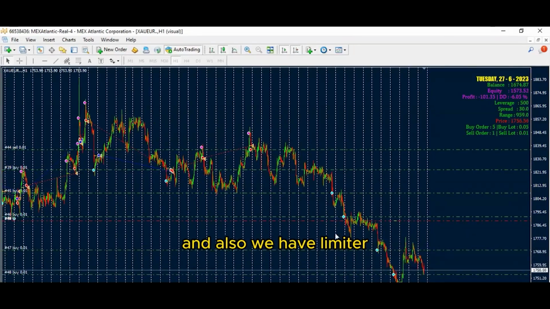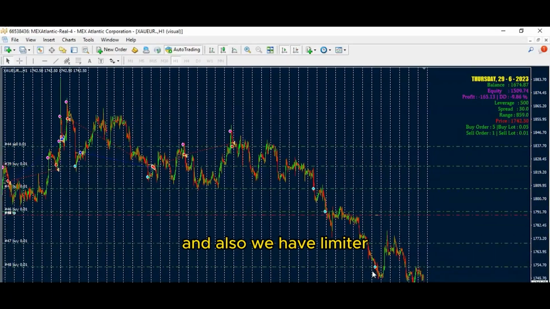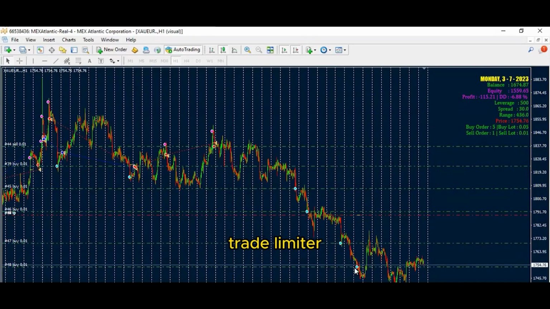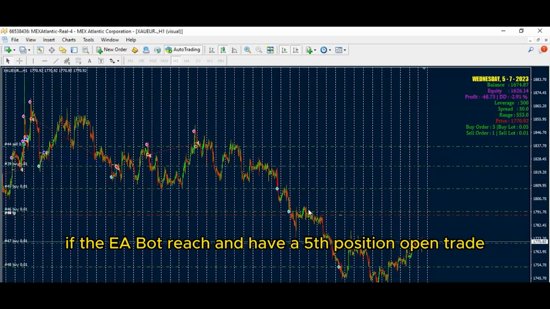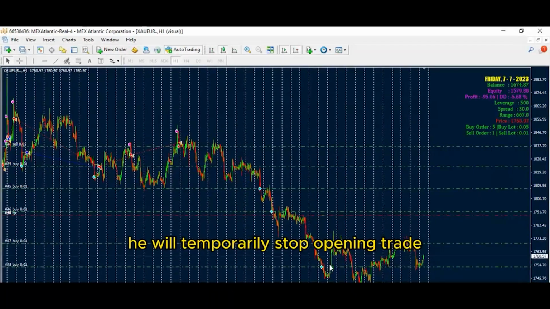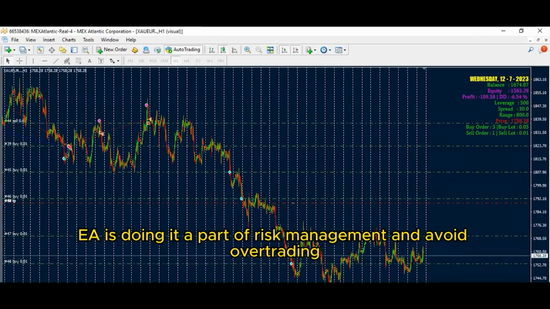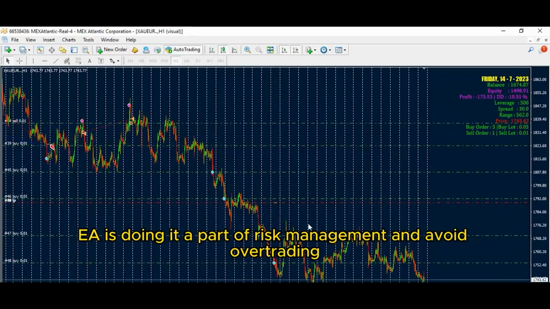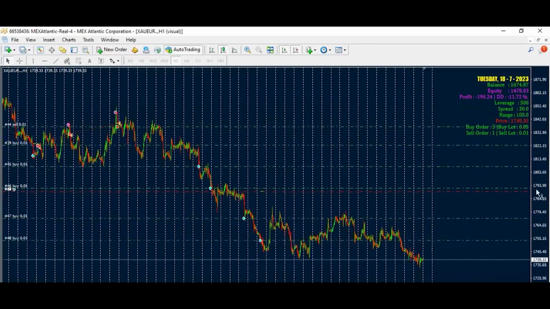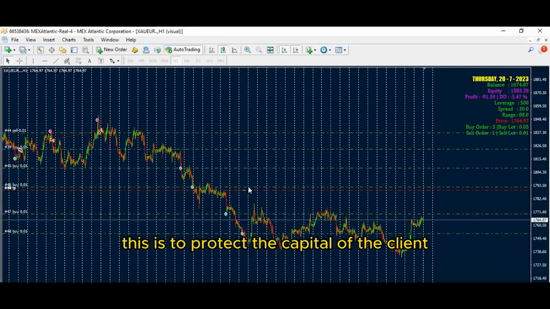And also we have a trade limiter. If the EA reaches five open trades, it will temporarily stop opening new trades. The EA does this as part of risk management and to avoid overtrading. This is to protect the capital of the client.